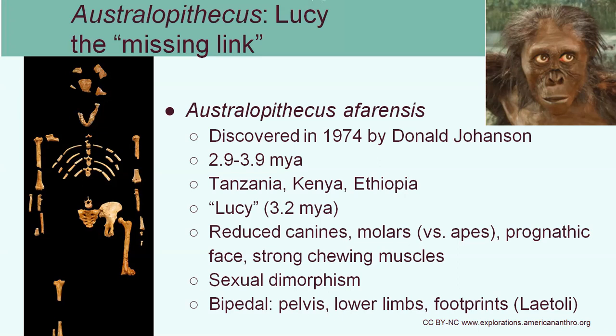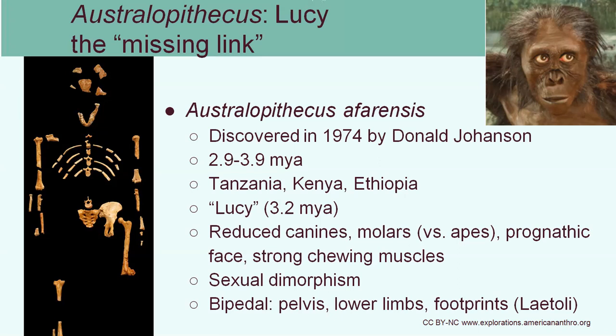In addition, they found some fragments in other fossils of the opposable toe. So they were able to see that this individual, while bipedal, was still able to climb in the trees as well. They still had an opposable toe, unlike modern humans.